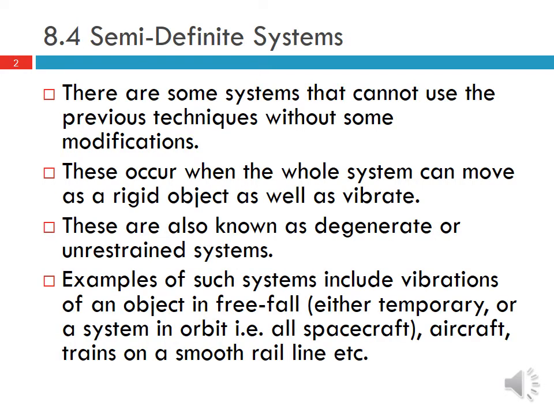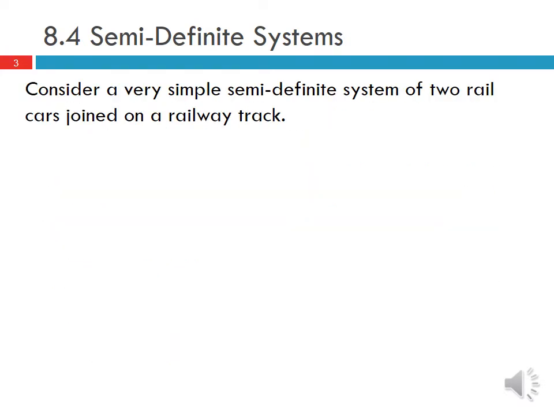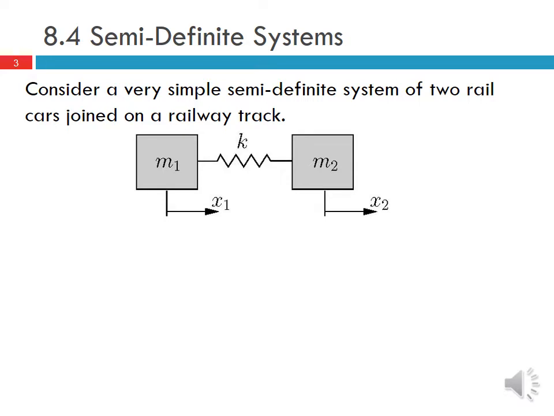Examples of such systems include vibrations of an object in free fall, either temporary or a system in orbit, like a spacecraft, aircraft, trains on a smooth rail line, and other examples. So let's consider a very simple semi-definite system of two rail cars joined on a railway track. We've got our M1 and our M2 joined together by a spring, and they can be described by coordinates x1 and x2.